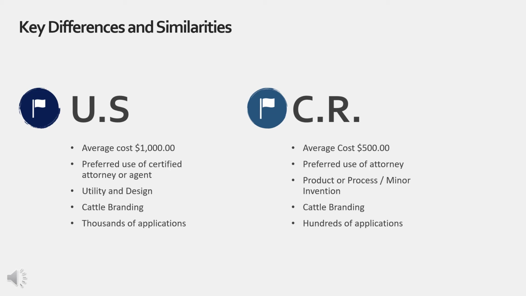In the U.S., they are defined as utility patents and design patents, and in Costa Rica, they are defined as product or process and minor invention. These categorical distinctions define the differences in both countries between a major and minor inventive step and the protections that come with them.